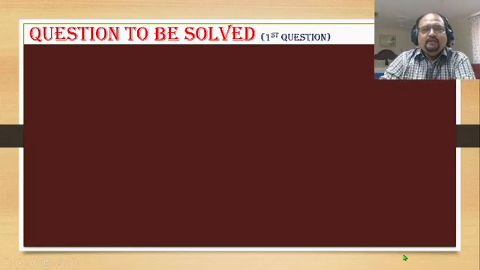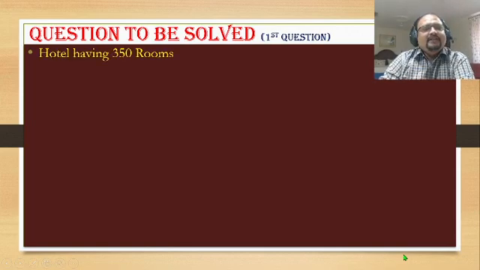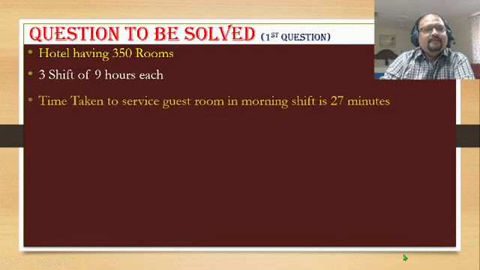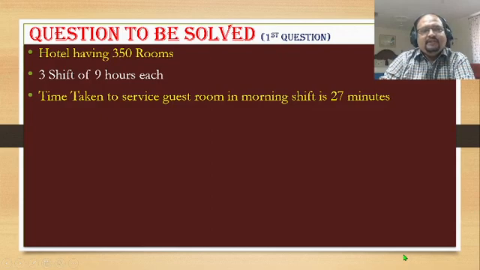So today we'll be solving two questions. The first question says there is a hotel having 350 rooms, three shifts of 9 hours each. The time taken to service a guest room in the morning shift is 27 minutes. They have given this timing based on a time and motion study, which is conducted in hotels to find out how much time is required to service a guest room.